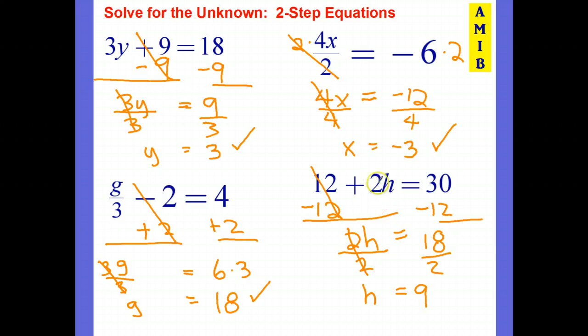Quick check, 2 times 9 is 18. 12 plus 18 is 30. And that's correct. So in summary, if you have two-step equations, you just use AMIB. You undo all the adding and subtracting, then you do the multiplying and dividing, then you undo indices, and finally you undo brackets. So in the next video, we'll just look at some slightly more complicated two-step equations.